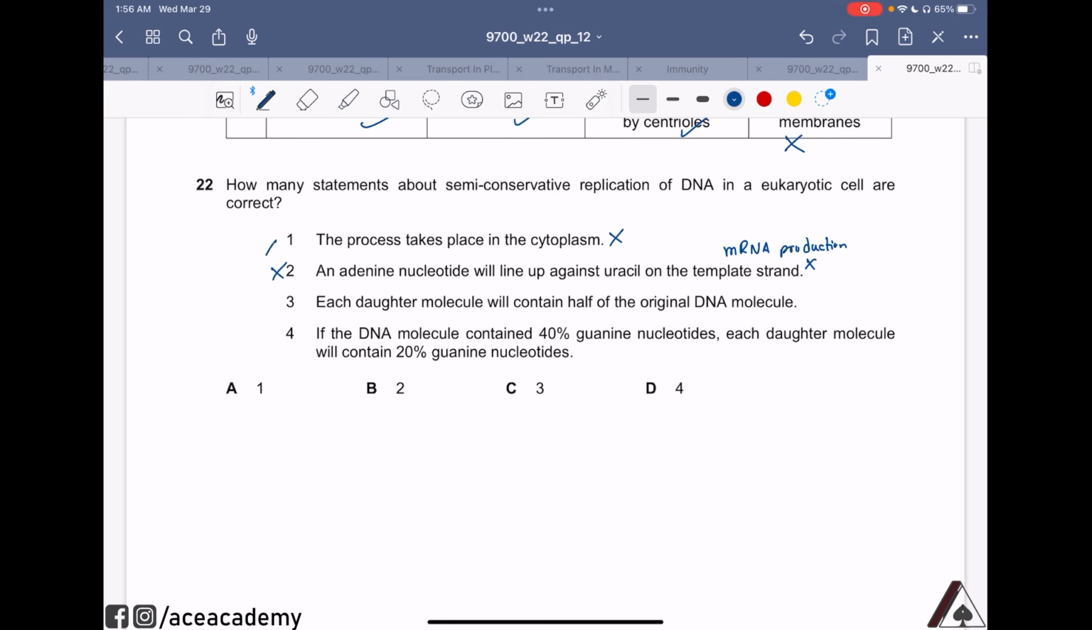So this is incorrect. Each daughter nucleus will contain half of the original DNA molecule too. If the DNA molecule contains 40% cytosine, each daughter molecule will contain 20% cytosine. This is incorrect. They will also contain 40% cytosine because the entire DNA is replicated.